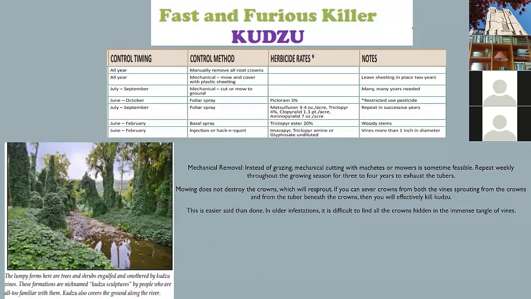Next is kudzu. Mechanical cutting, you can use machetes or mowers if feasible. You want to repeat this weekly throughout the growing season for 3 to 4 years to exhaust the tubers. Mowing doesn't destroy the crowns, which can re-sprout. If you ever sever crowns from both the vines sprouting from the crowns and from the tubers beneath the crowns, then you will effectively kill the kudzu.